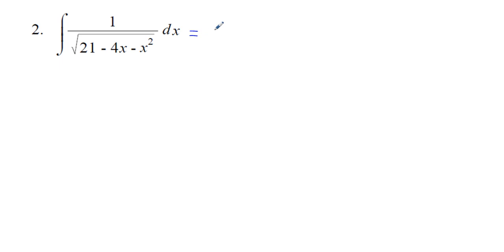So just working to the right, we have the integral of 1 over the square root of, and I'm going to take a negative sign out of here, negative, and just switch this around. So we're going to get x squared plus 4x, and we're going to subtract 21.